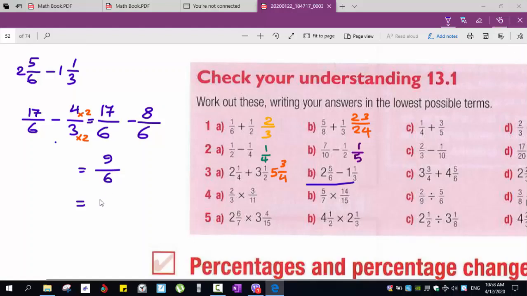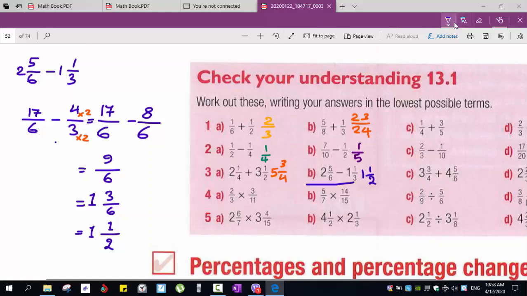How many 6s are there in 9? There's only one 6 in 9. What's remaining if we take out 6 from 9? 3 over 6. Now this 3 over 6 could be simplified. So 1, which is the whole part, doesn't change. 3 and 6, we can divide by 3. 3 divided by 3 is 1, and 6 divided by 3 is 2. The final answer of question 3b is 1 1 over 2. The rest are your task.